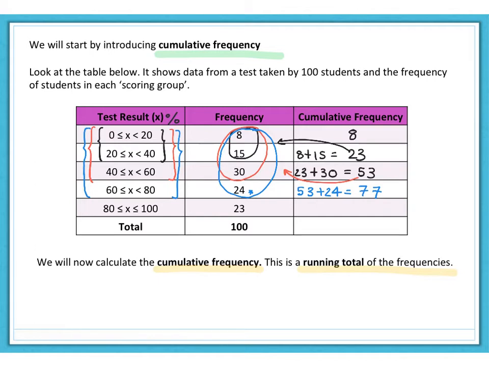And then the last cumulative frequency is 77 plus 23, which comes to 100, which I'm just going to fill in at the bottom again. There, 100. Now that, of course, represents everybody. It's the total of all the frequencies, and it represents all of the people who scored between 0 and 100%. So that's how we calculate cumulative frequency. It's very easy to do.